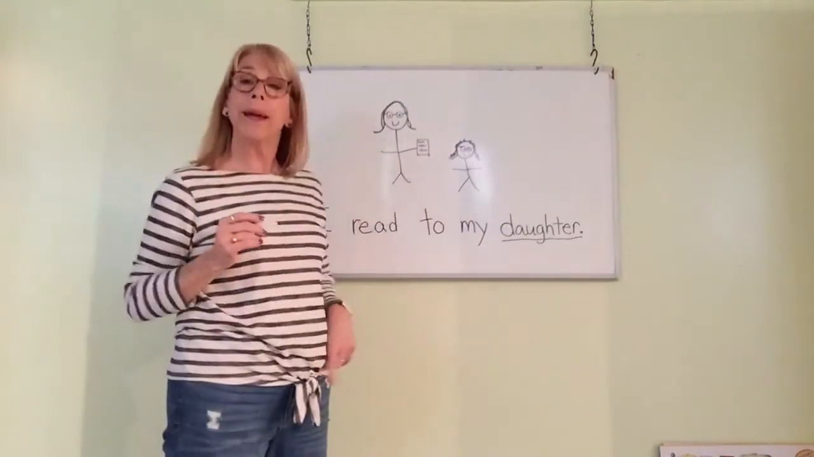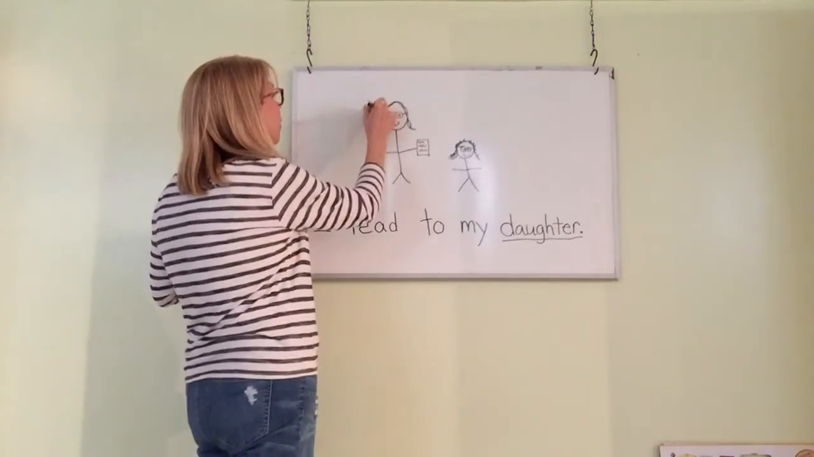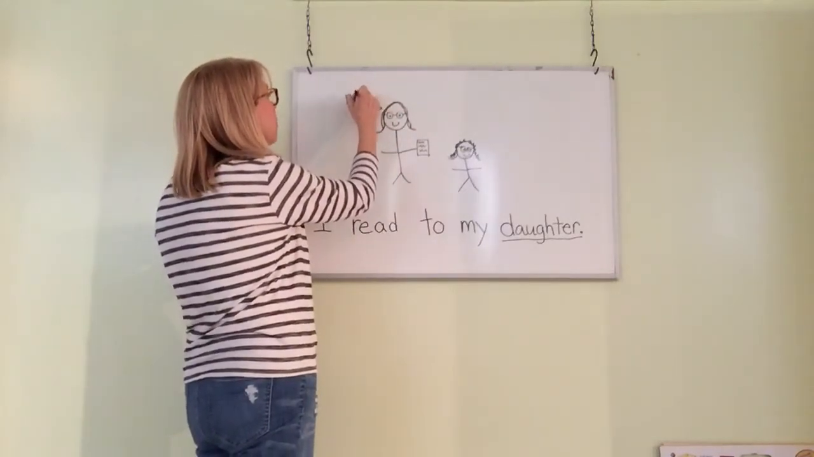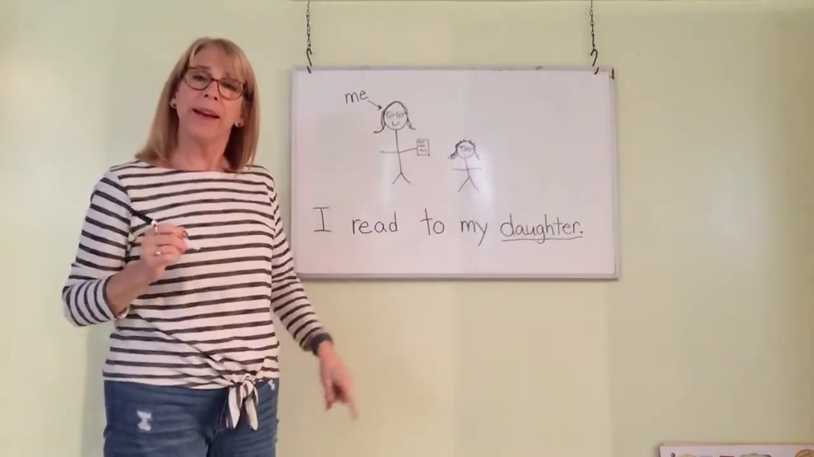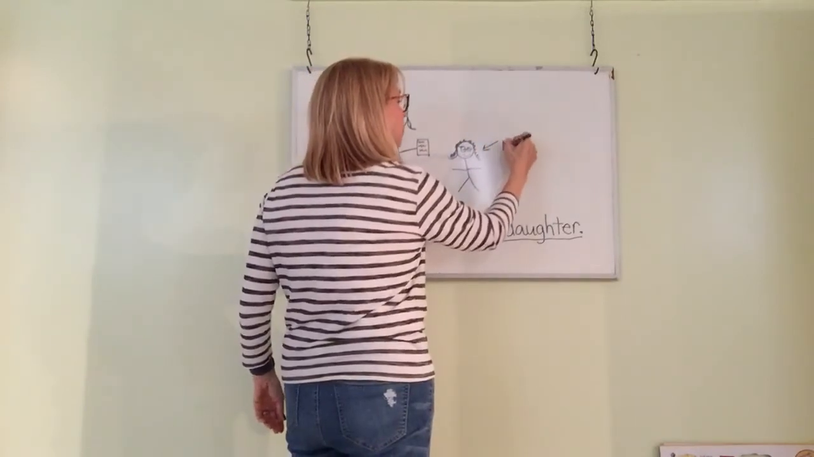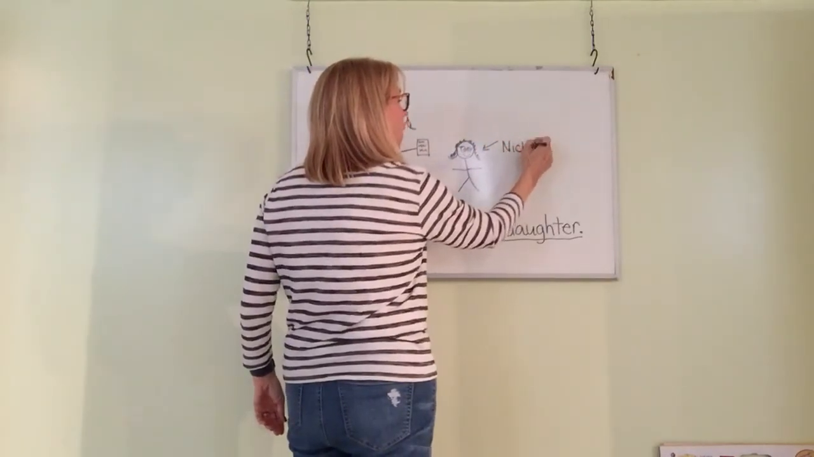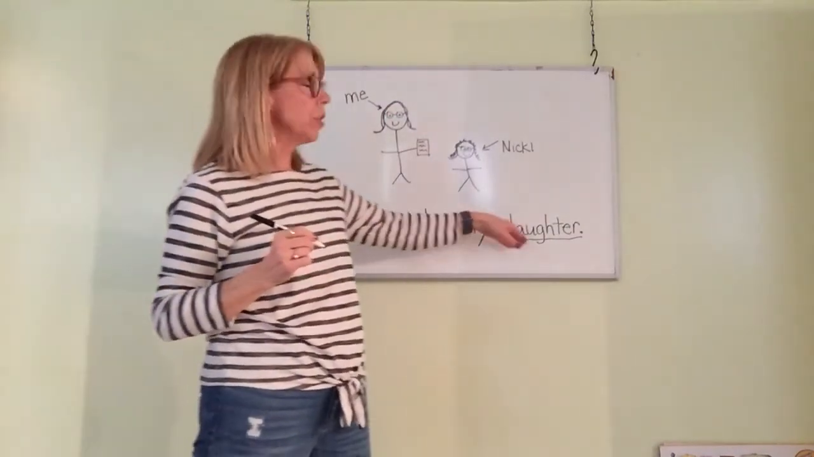So now I'm going to label my picture. So this is me. So I'm going to draw an arrow, and I'm going to write me. And this is my daughter, Nikki, and I'm going to put her name. And I'm going to draw an arrow, Nikki. Okay? I read to my daughter.